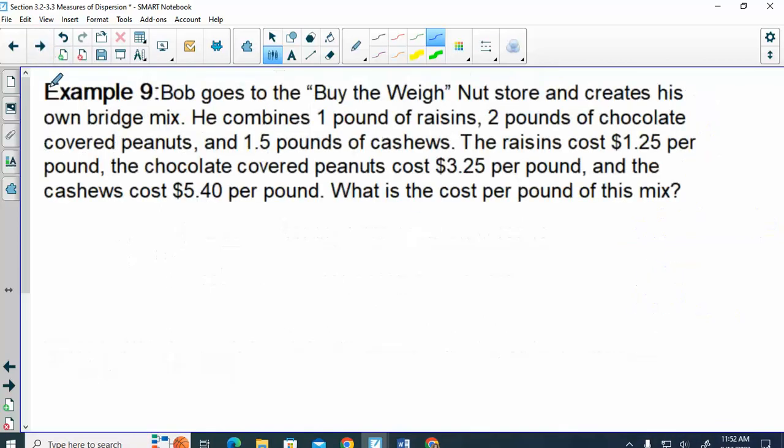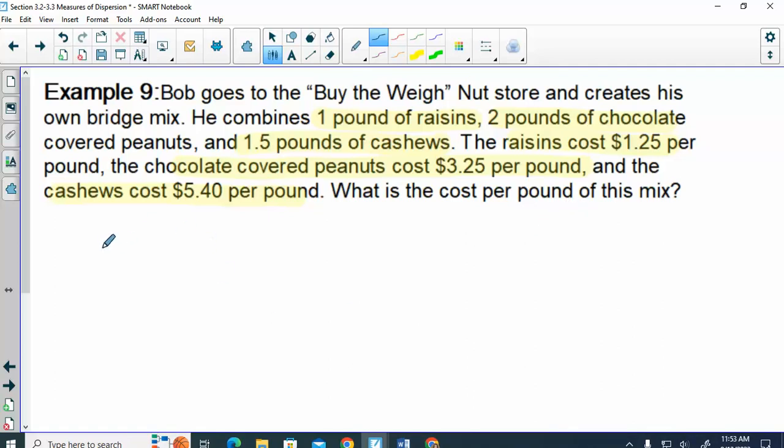So let's do a weighted mean average. Bob goes to a by-the-weight nut store and creates his own bridge mix. He combines 1 pound of raisins, 2 pounds of chocolate-covered peanuts, and 1.5 pounds of cashews. Raisins are $1.25 per pound. Chocolate-covered peanuts are $3.25 per pound. Cashews are $5.40 per pound. What is the cost per pound of this mix?